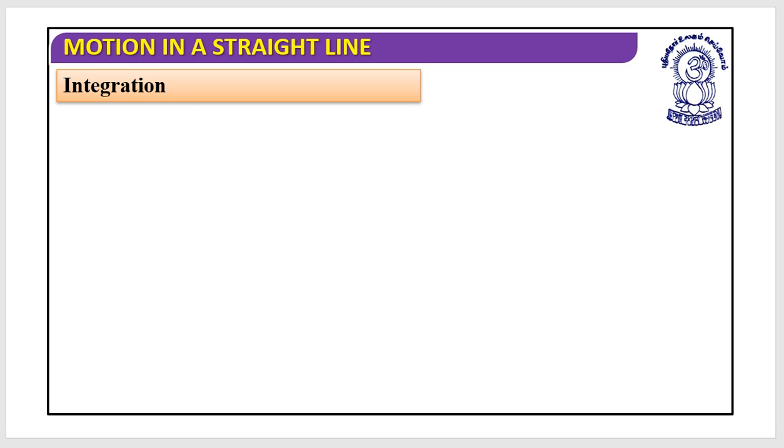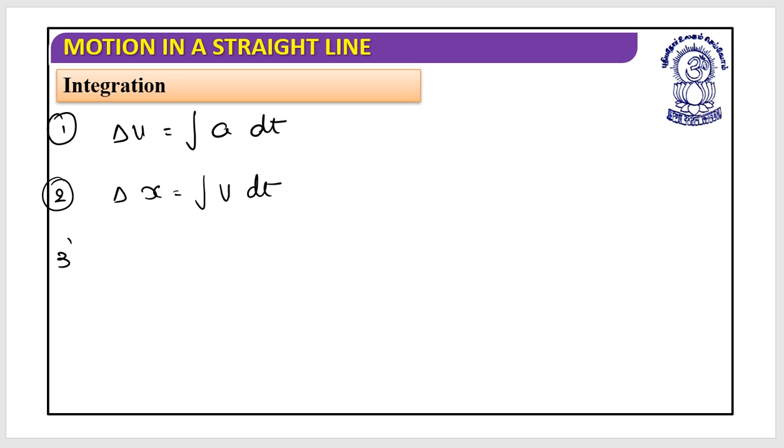Now let's summarize this. If I write a summary, the first formula is delta v equals integration of a dt. Our second formula was delta x equals integration of v dt. The third formula was (v square minus u square) by 2 equals integration of a dx. If you understand this very carefully, can you find something very interesting?